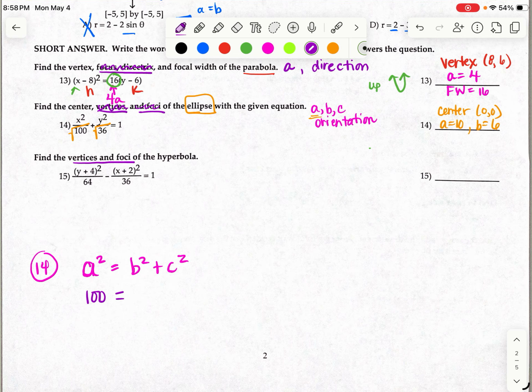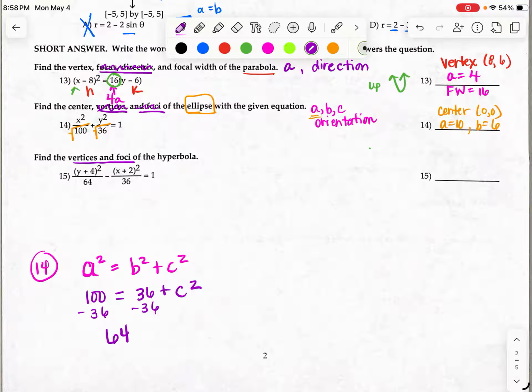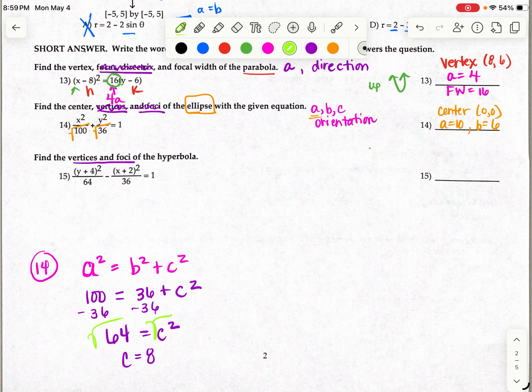So that's 100 equals 36 plus C squared, right? A squared and B squared. So obviously I'm going to have to subtract 36 from both sides. That's going to give me 64 is C squared. So if I take the square root of 64, I get 8. Again, don't forget, you're taking the square root. Super easy. So that means that C is 8, which would give us the foci. And A and B are the ends of the vertices. So, I mean, that's why I'm more focused on that.